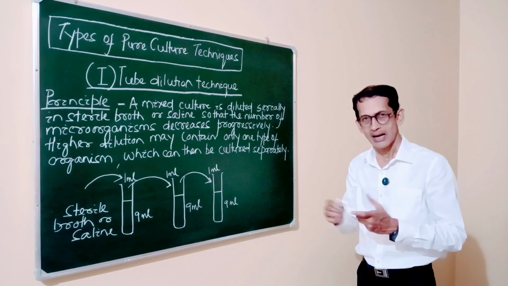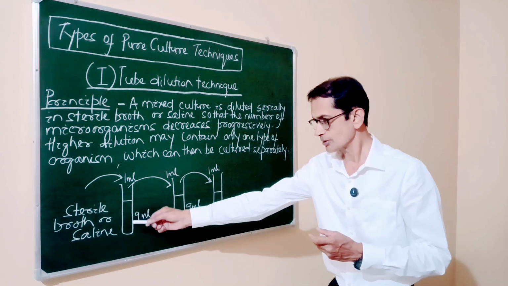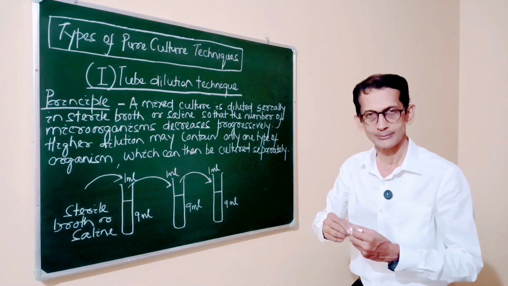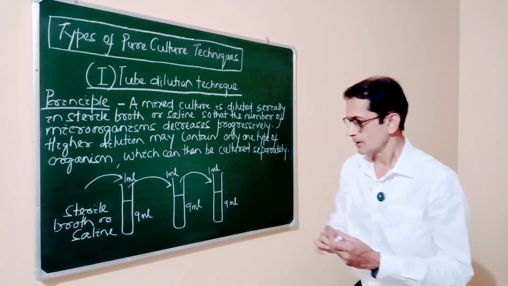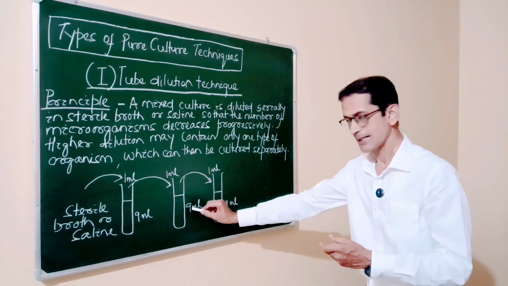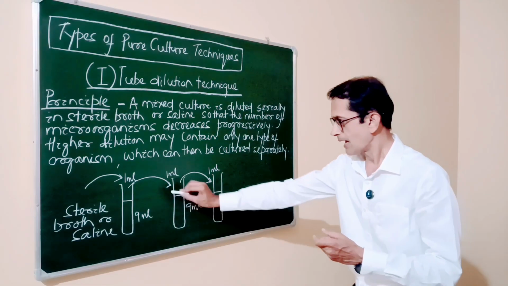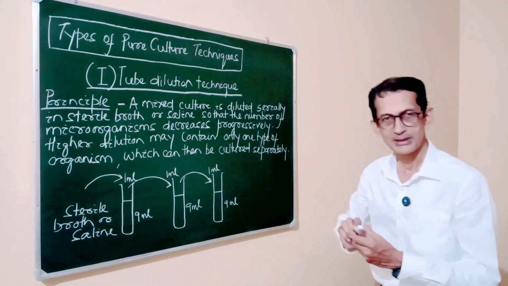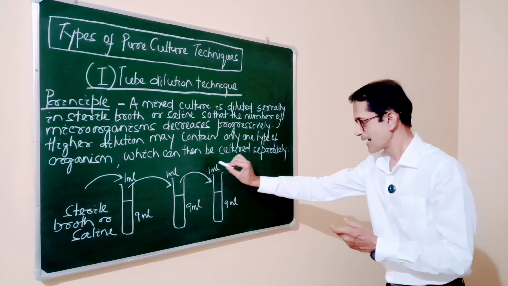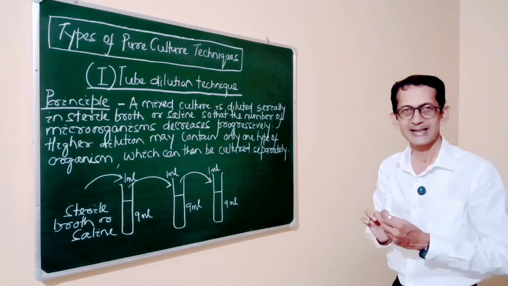Draw this small diagram and let us understand. Here in the very first tube, sterile broth or saline is given 9 ml. 1 ml pure culture is given here. Now from this concentration, again 1 ml is taken out to the second tube. Here again 9 ml broth is there and the dilution decreases here. Again from this concentration to the next tube, 1 ml is transferred and 9 ml broth or saline is added.